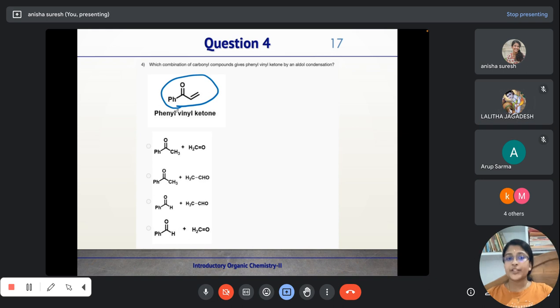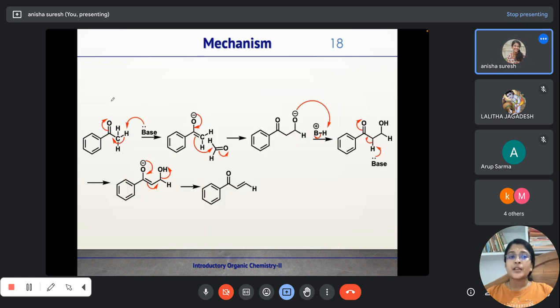Option A, ma'am. Option A. That is the right answer. We will see the mechanism of that aldol condensation reaction taking place between these two components. So here, this phenyl compound is having enolizable protons. If we compare the other one, that is formaldehyde, it is not having any enolizable protons. So this is having enolizable protons, that is alpha proton. So the base will be abstracting that proton, leading to formation of the enolate, as we can see here.